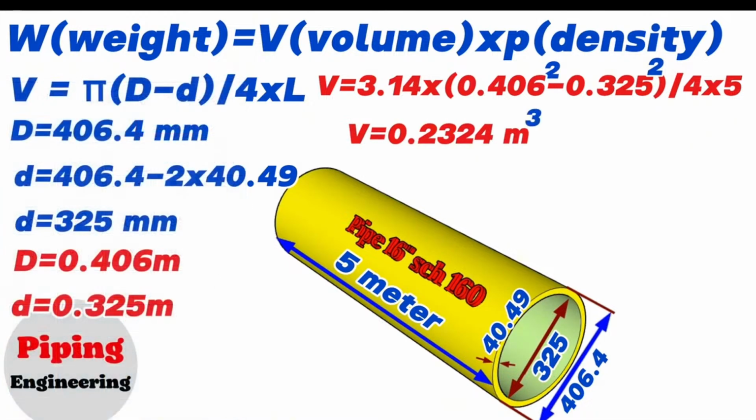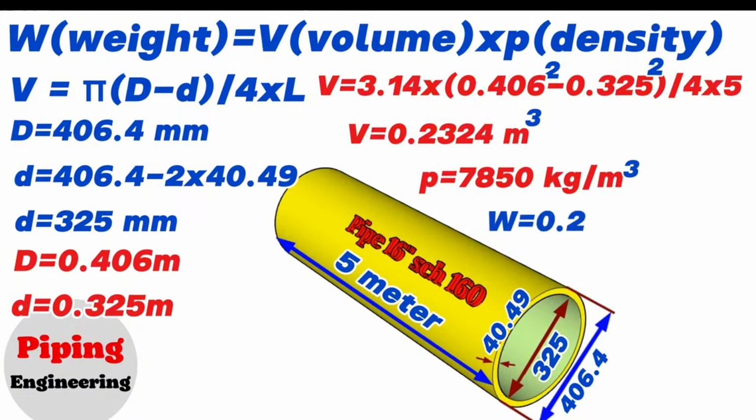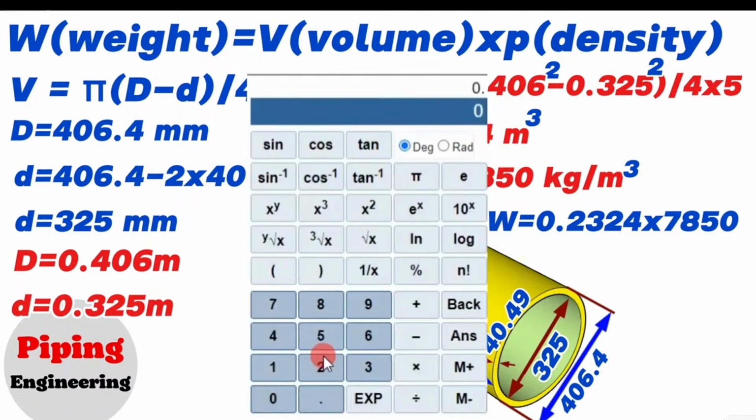We already knew iron steel density is 7,850 kg/cubic meters. Now let's write this information in the weight calculation formula. Weight equals volume, 0.2324 cubic meters, multiplied by the density of the material of the pipe, 7,850 kg/cubic meters. Using the calculator, we find that 0.2324 multiplied by 7850 will be equal to 1824.